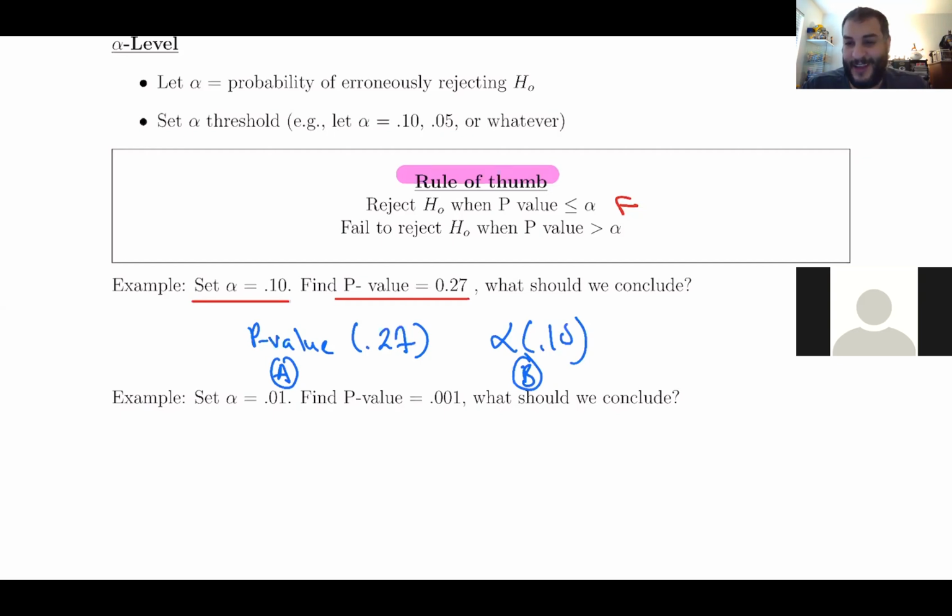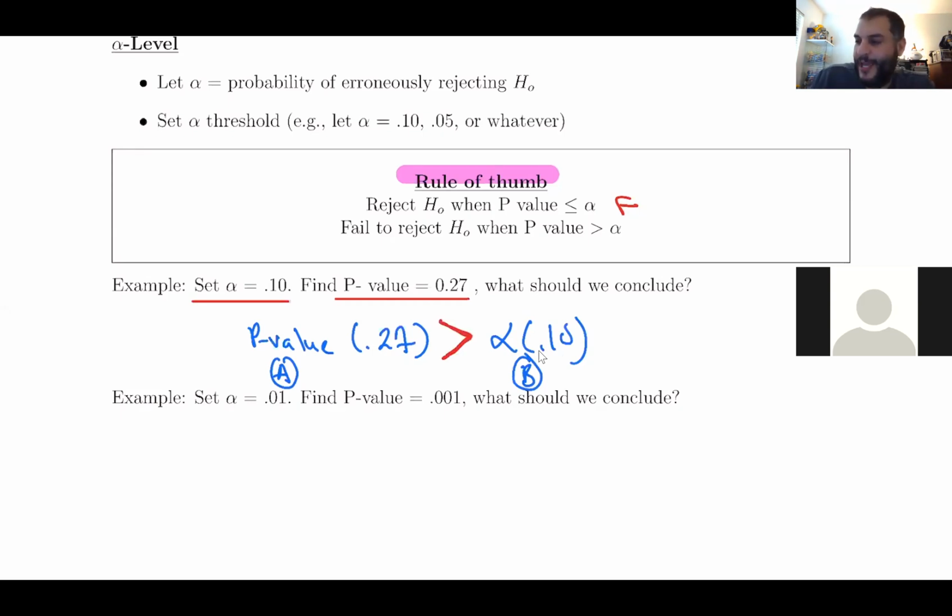All right, so it looks like I got 2 A's and 2 B's. All right, guys, so this is something I can't really help out with. You have to just know, like, if you look at 0.27, 0.27 is bigger than 0.10. So for this one, you want to say p-value is bigger than alpha.